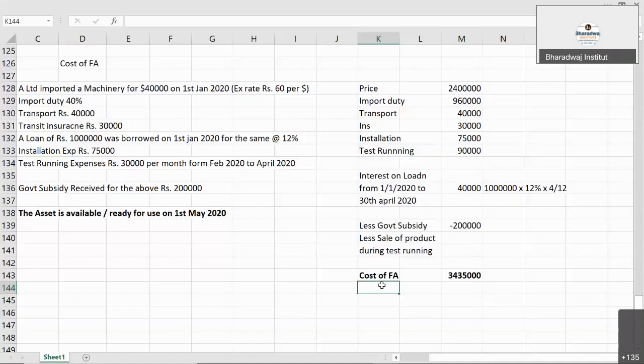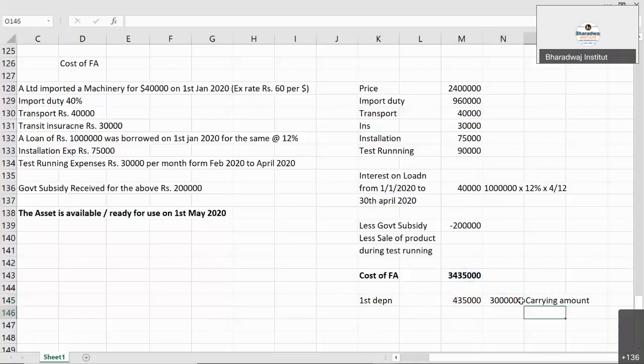Sir, can you give the example for impairment loss? Impairment loss happens when there is a problem. Let us assume 34,35,000 is the cost of the fixed asset. We provided first year depreciation, some 4,35,000 rupees, using SLM or WDV. So the carrying amount of the asset will be 34,35,000 minus 4,35,000. This is called the carrying amount.